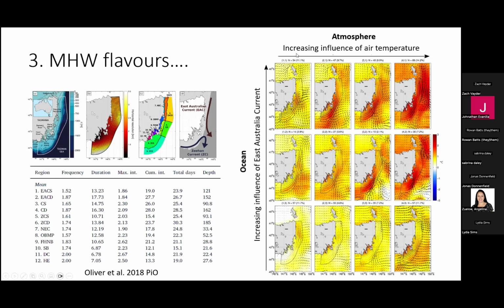And so if the atmosphere influence is very high and the East Australia current influence is very high, we get heat waves that look like the upper right-hand one. On the lower left-hand side, if the air temperature influence is not very much and the East Australian current is not very much, that's what the heat wave pattern looks like here. And the arrows on these show different circulation patterns.